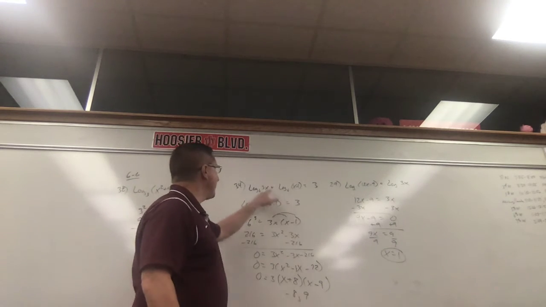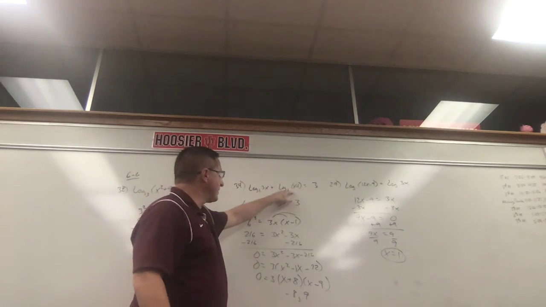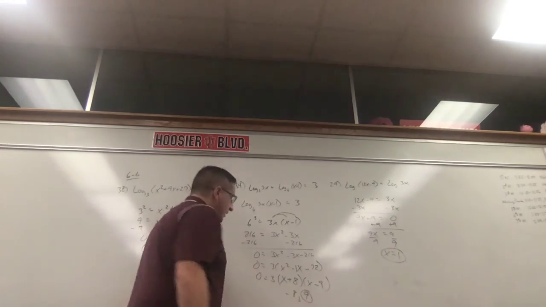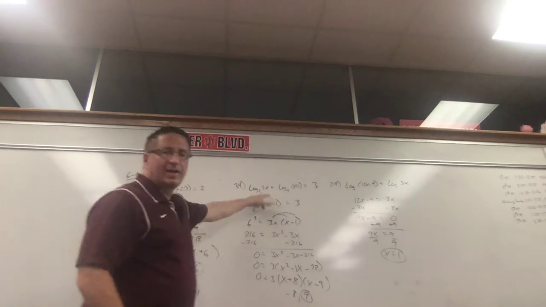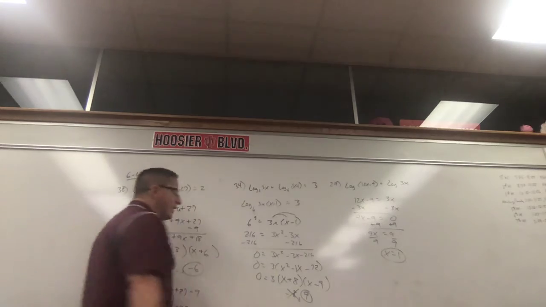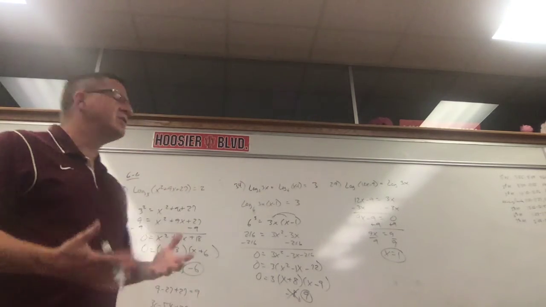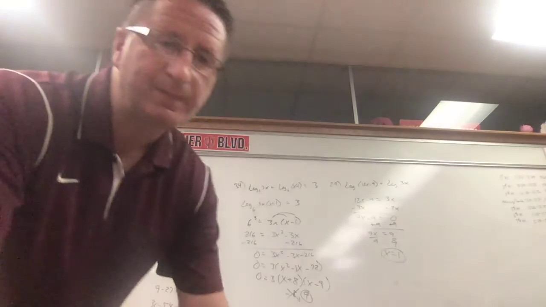If I was to plug in 9, 3 times 9 is 27. That's not negative, that's good. 9 minus 1 is 8. That's not negative, that's good. If I plug in negative 8, 3 times negative 8 is negative 24. Can't take the log of a negative. Only one answer, 9. Okay? Where did we make our mistake? We didn't. It's just sometimes you get false answers, even if you don't make any mistakes.